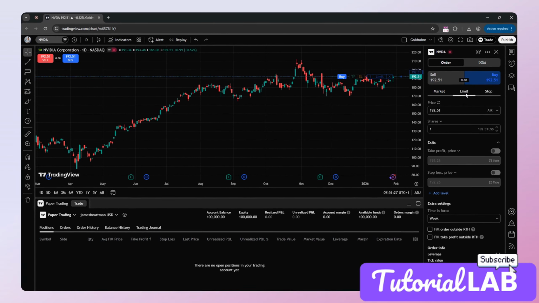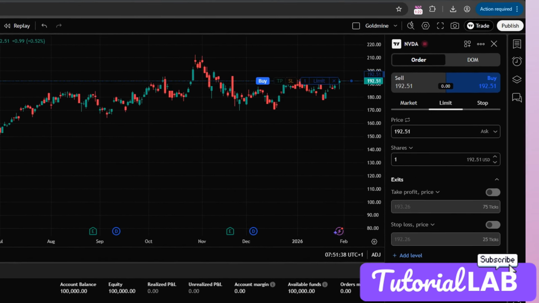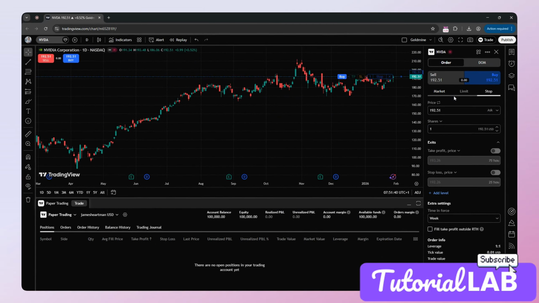Next is a limit order. This lets us pick the exact price we want to buy or sell at, and the trade will only go through if the market reaches that price. There's also a stop order, which is really common for entries or stop losses. This one only activates after the price crosses a certain level we set.